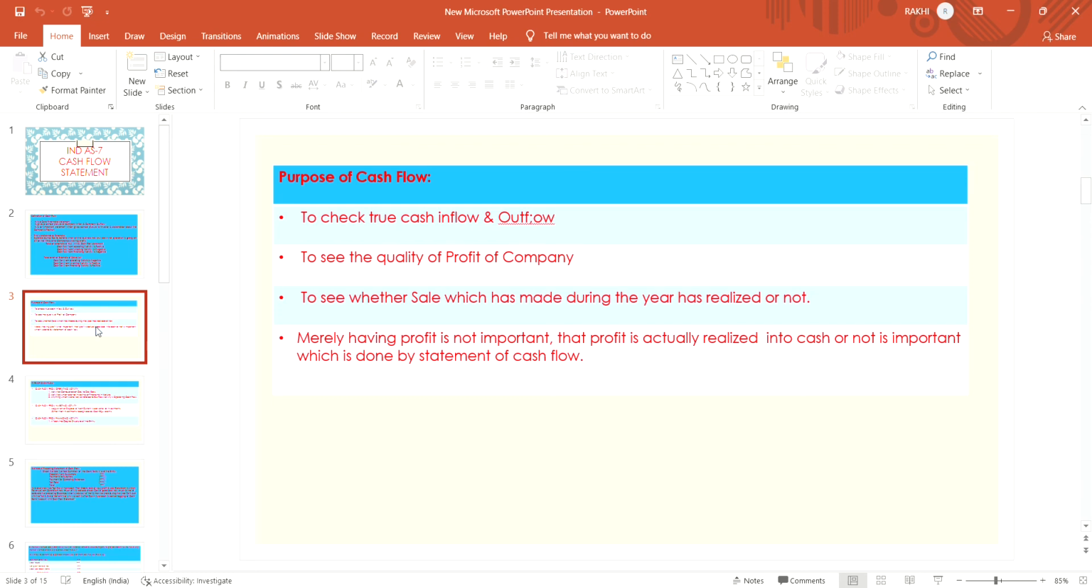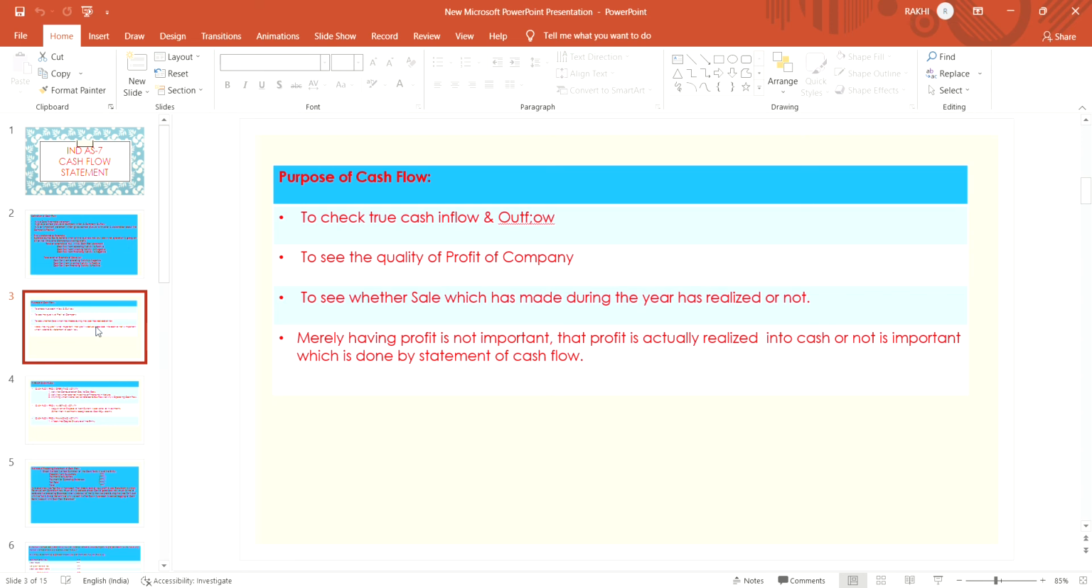It also shows whether the sale made during the year has been realized or not. You may be doing immense sales, your sales target may be very high, but still you are not able to realize that sale during the year. That is also not good. Sale is important, but realization is also important. Merely having profit is not important. What is important is whether the profit is actually realized into cash, which is shown by the statement of cash flow that we prepare.